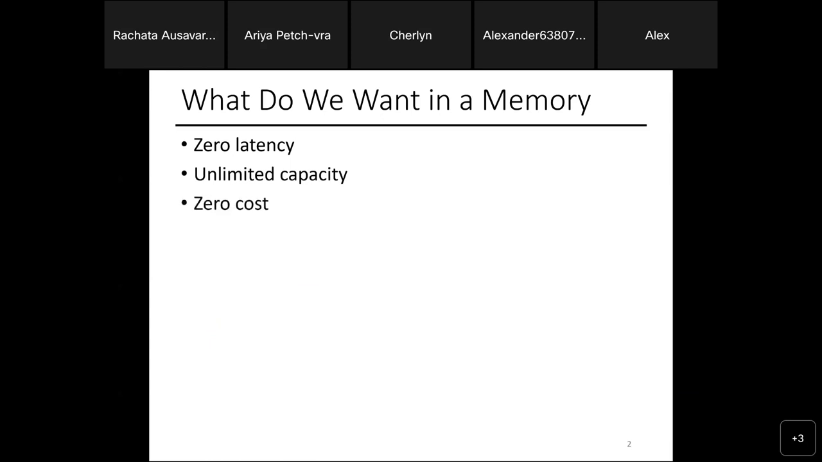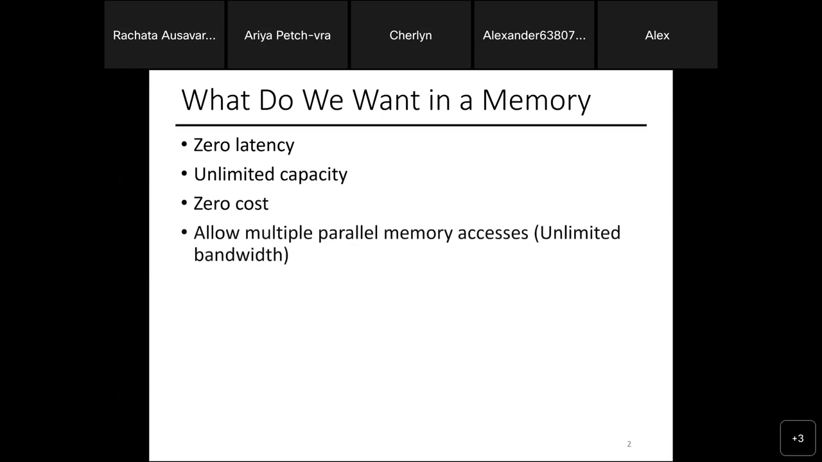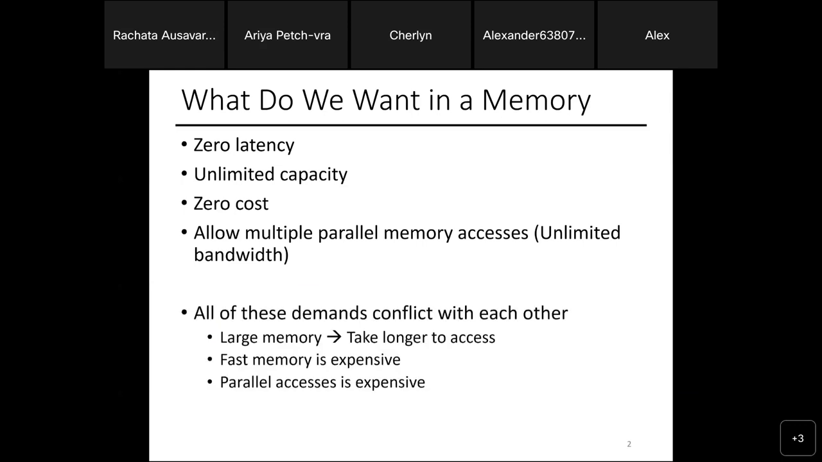So that should be another ideal case, right? You want to make sure there is zero cost, cheap. The thing is, it's not cheap, right? And you also want high bandwidth. You want to be able to do a lot of parallel access to your data. Rather than just one access at a time, you want to be able to handle maybe 10, maybe 15, maybe 20 at the same time, right? But here's the problem, right?